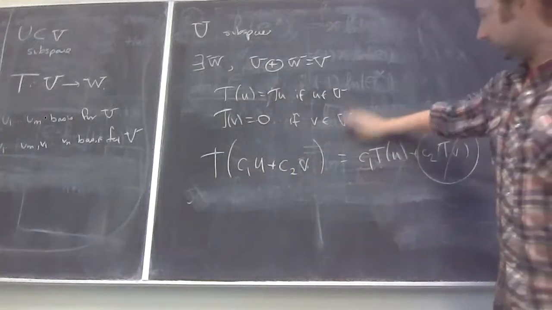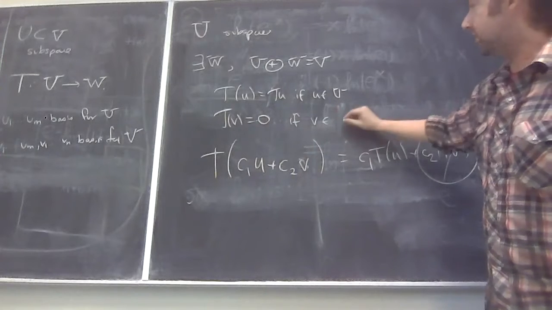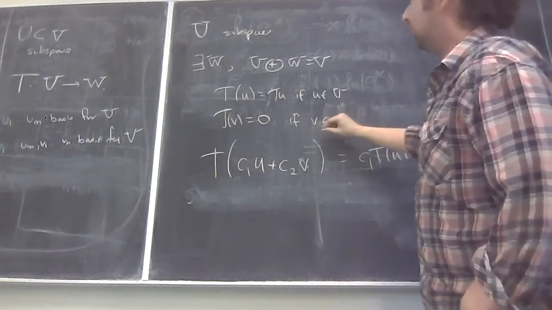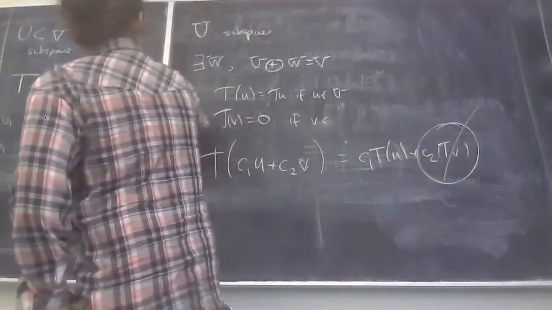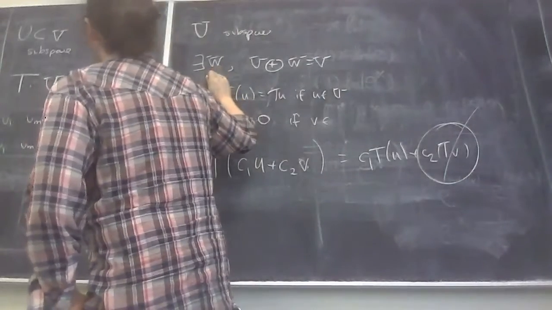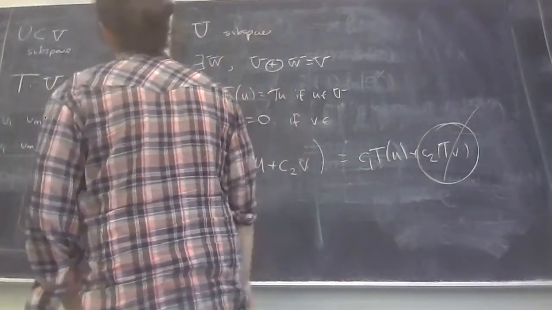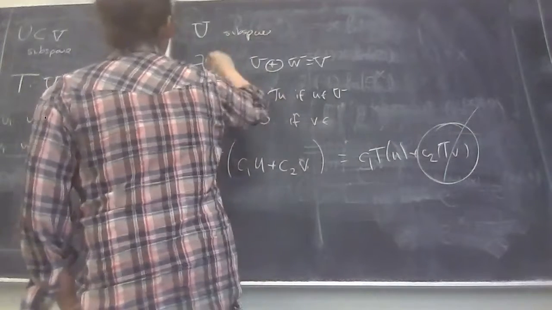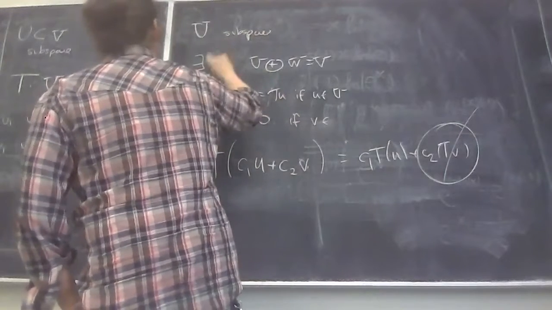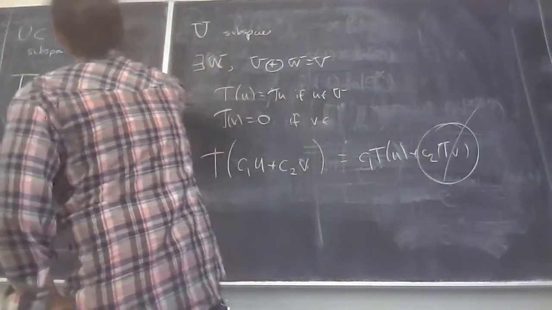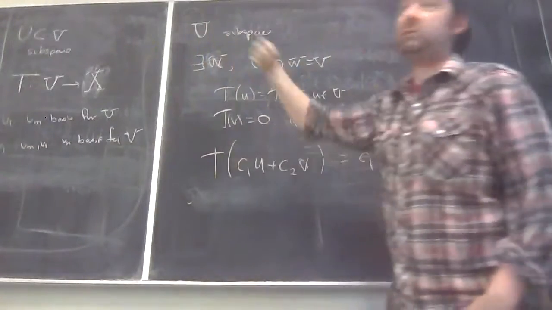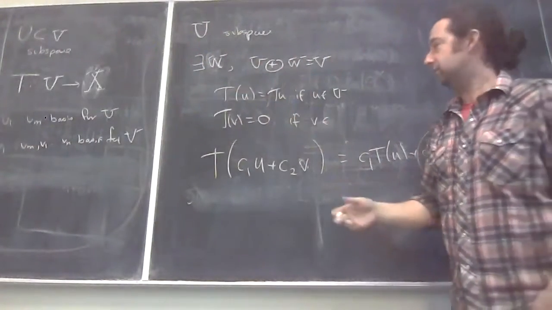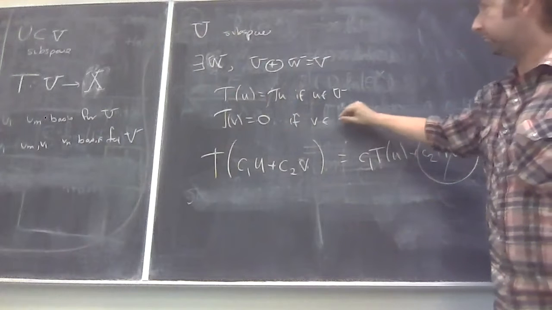I meant W here. Sorry, I got W's and U's running all over the place. I need another space name. X. Okay, X. Let's call this W, and we'll call this X. X is just supposed to be whatever the original output space was.